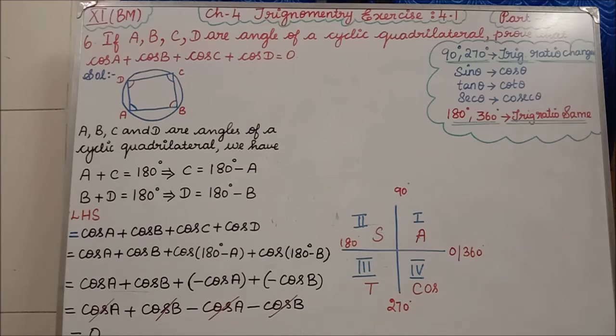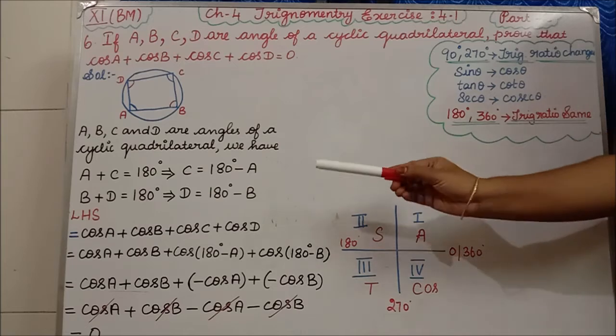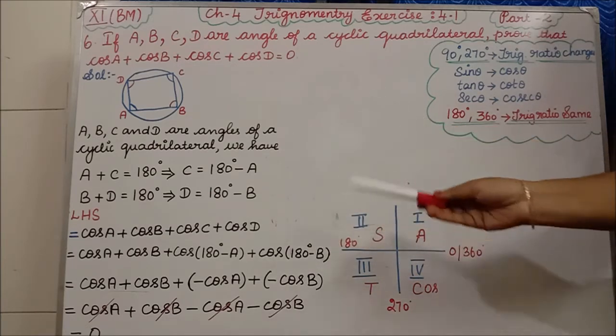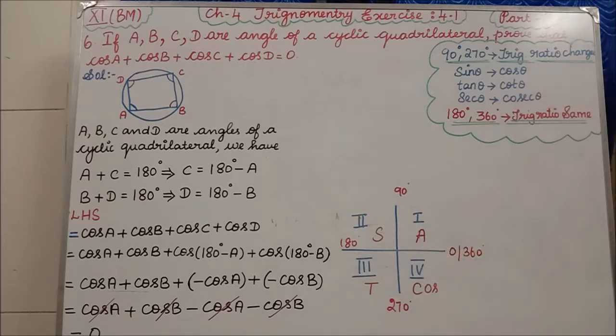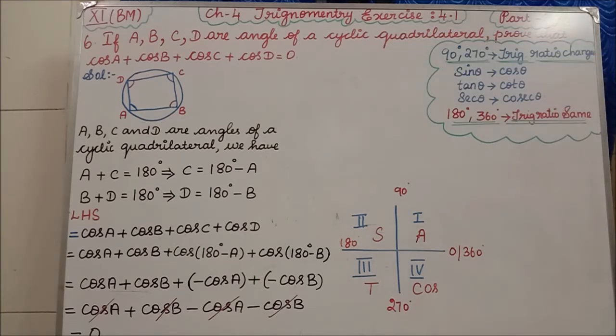Clear? If you see the next step, cos A, cos B I am writing as such, plus into minus is minus, plus into minus is minus. So everything is getting cancelled. We are getting the RHS value, which is equal to 0. That only we have to prove, isn't it? So write the last line: LHS is equal to RHS, hence proved. Clear, all of you, the sixth problem?